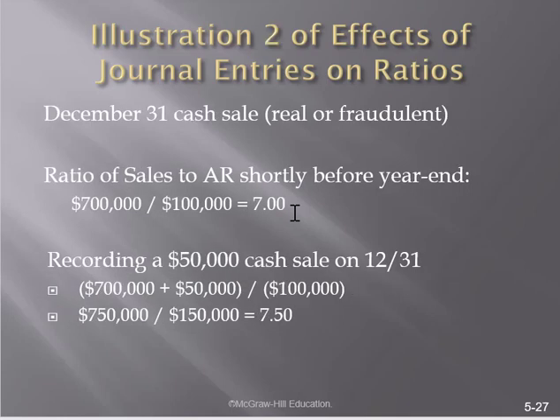Again, similar, this is a cash sale. Same thing happened. There was a transaction on December 31st, and from that transaction your ratio changed from a 7 to a 7.5. And so here, again, they're looking at the huge effect it made on the change.